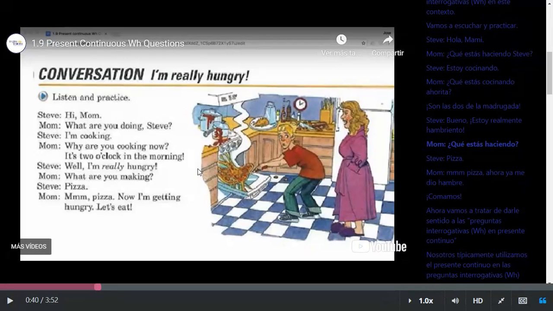What is Steve doing? I'm cooking. No. He is cooking. He is cooking, correct. He's a man. He's cooking. All right. Very well. ¿Identifican ustedes alguna otra pregunta o oración acá en la conversación?